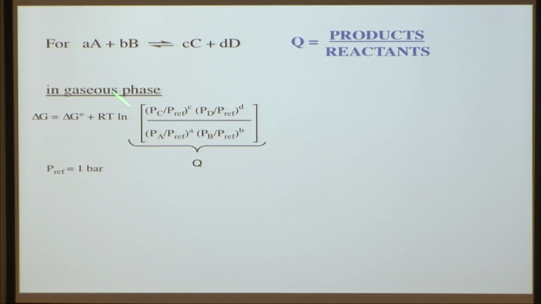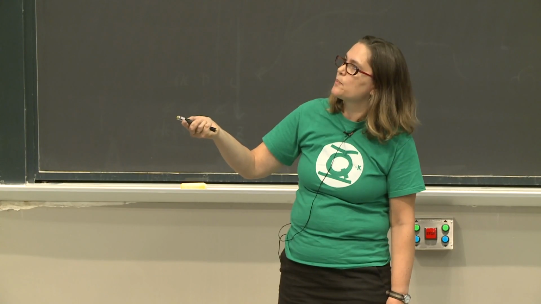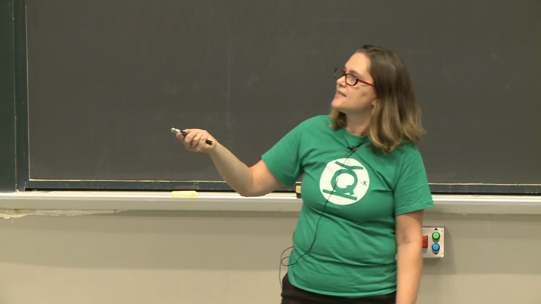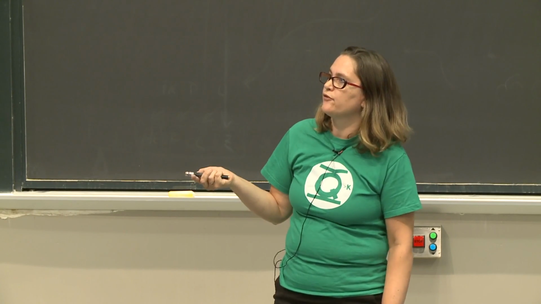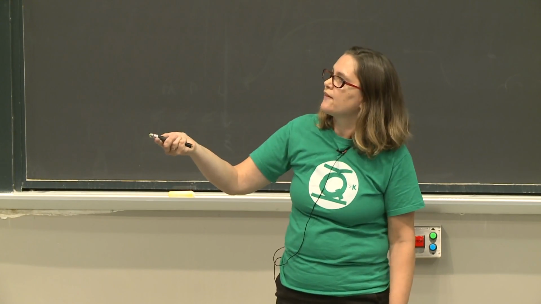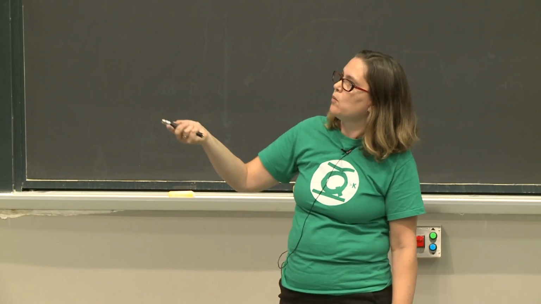So we have this P sub C. Well, what is that? That is partial pressure, the partial pressure of gas C, and C is a product. And D is a product. So we have products over reactants. Partial pressure of gas C over P reference, the partial pressure reference, which is 1 bar. The reference is 1 bar, so we're dividing that by 1.